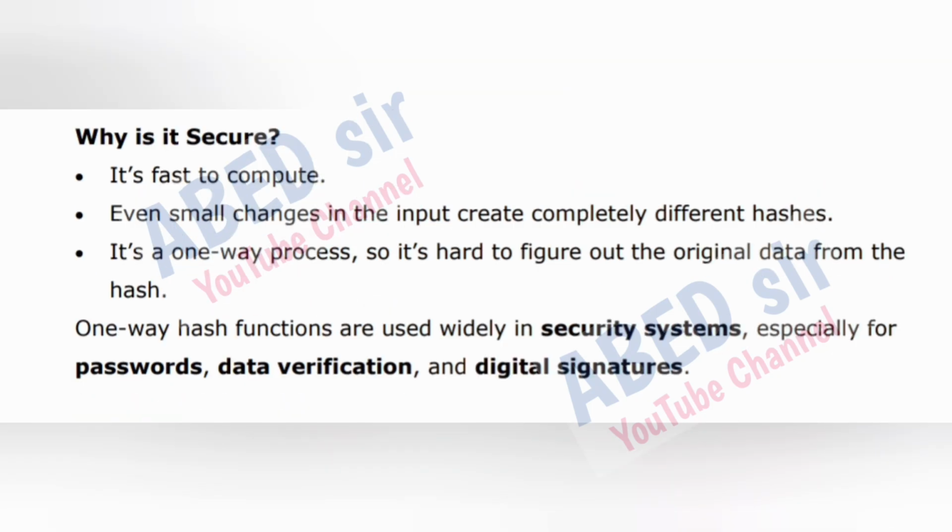Why is it secure? It's fast to compute. Even small changes in the input create completely different hashes. It's a one-way process, so it's hard to figure out the original data from the hash. One-way hash functions are used widely in security systems, especially for passwords, data verification, and digital signatures.